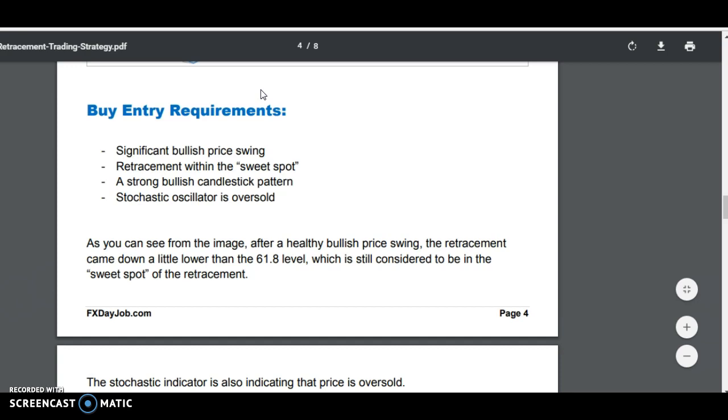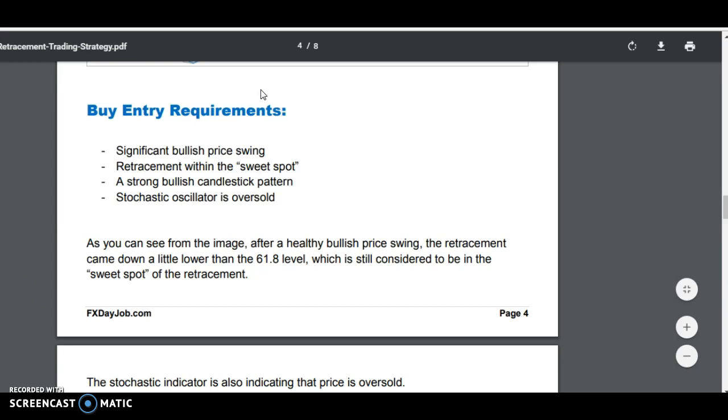If you are looking for a bull market, swing high up, and then we wait for price to retrace within our sweet spot, which is between 61.8 and 38.2 Fibonacci retracement. And then we have our stoch chart as an indicator, which should show oversold if you are going for a buy setup.